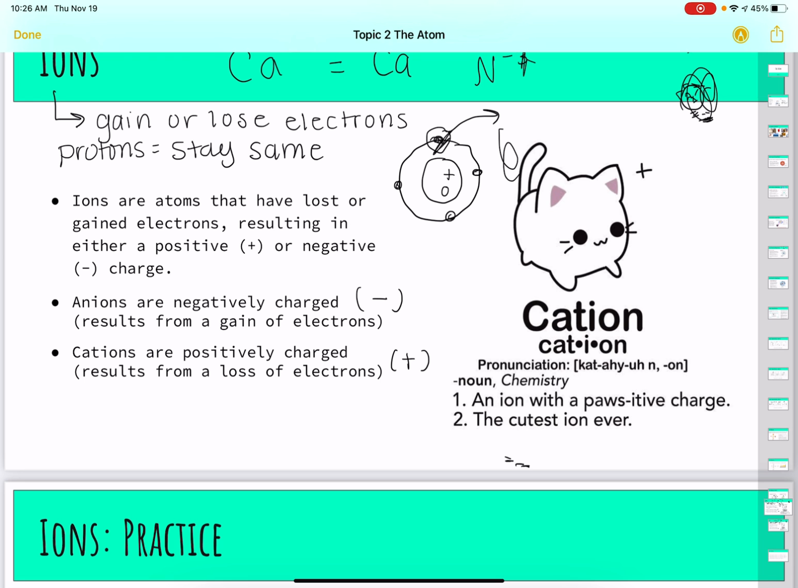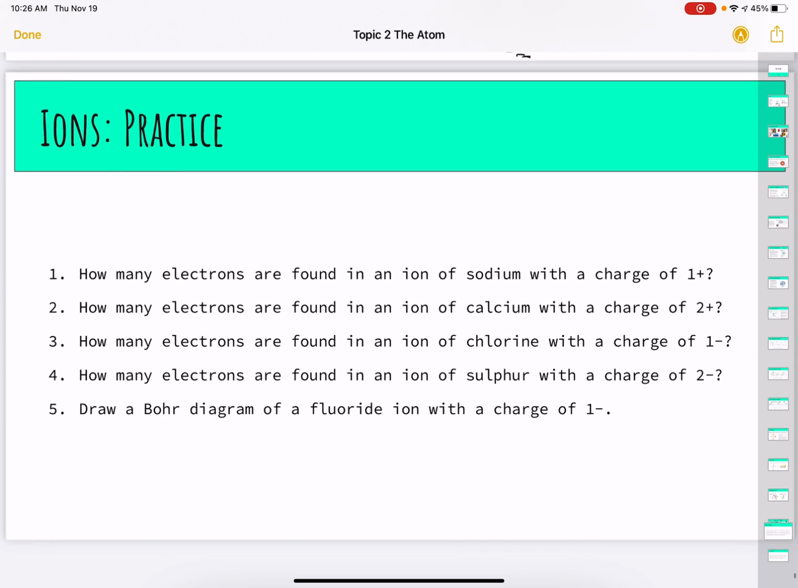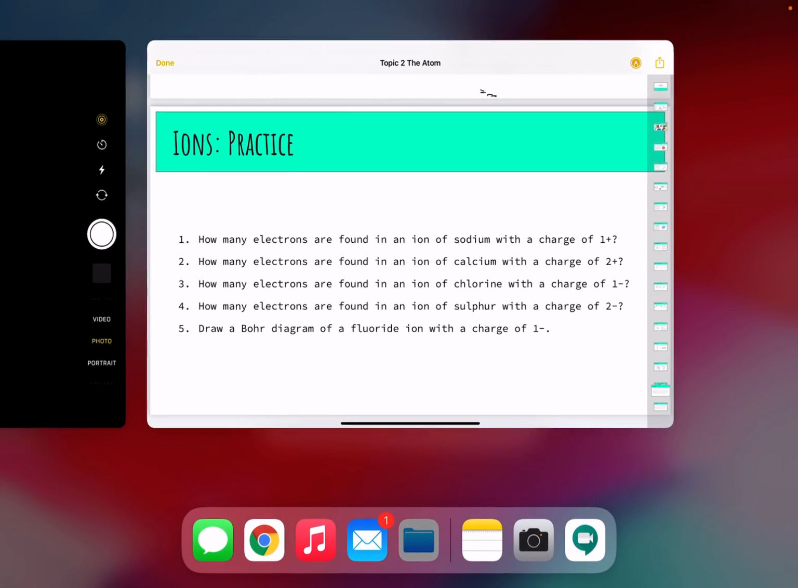All right. So why is this all important? Well, we're going to do some examples here that'll explain how we can figure out how many electrons are in each of these ions. So the first one here is sodium. We're going to do sodium, calcium, chlorine.